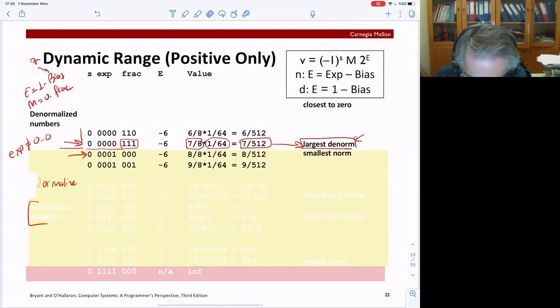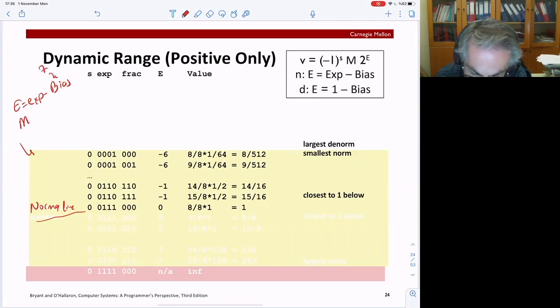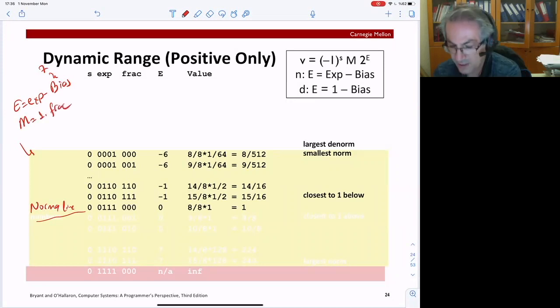So when we get into these normalized numbers, in this region, the normalized number region, we have a different computation, right? Again, in this case, E was equal to exponent minus bias, which was 7, and then M was 1 dot frac. Now with this, let's compute this value, which is the smallest normalized number.